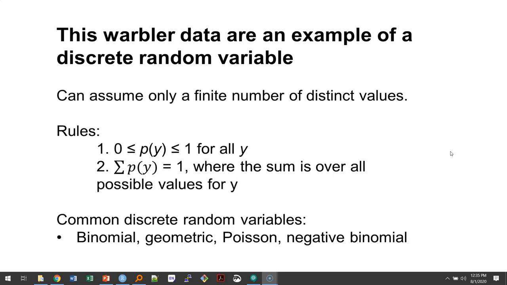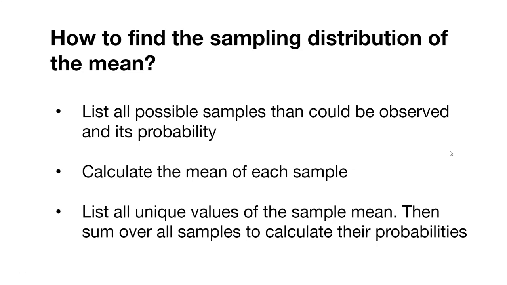So how might we use these data to find a sampling distribution of a mean? Well, to do this, we could list out all the possible samples that could be observed and their probabilities. And then we could calculate the mean of each sample. And then we could list all the unique values of the sample mean and then sum up over all of those samples to calculate their probabilities. So what do we mean by this?